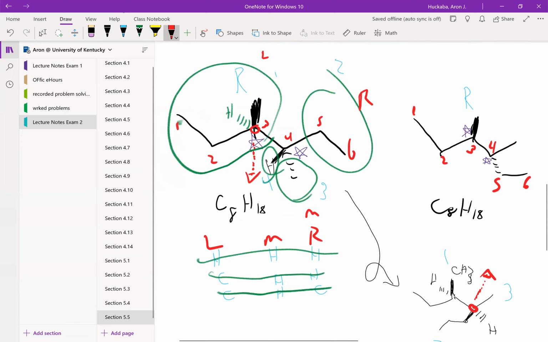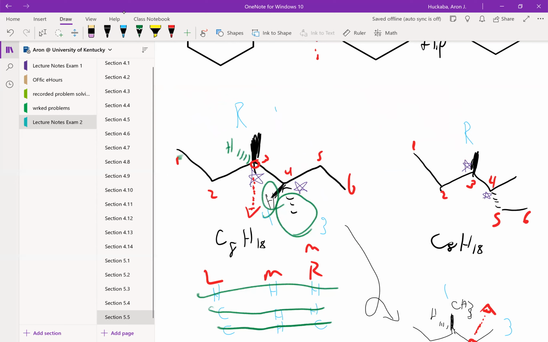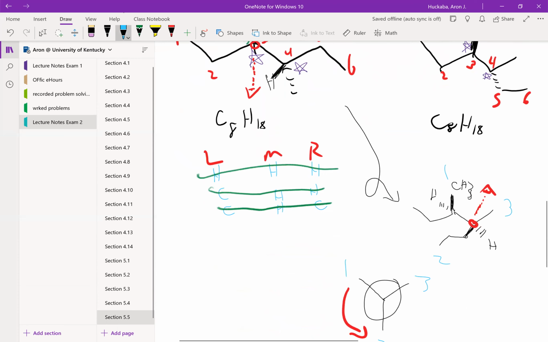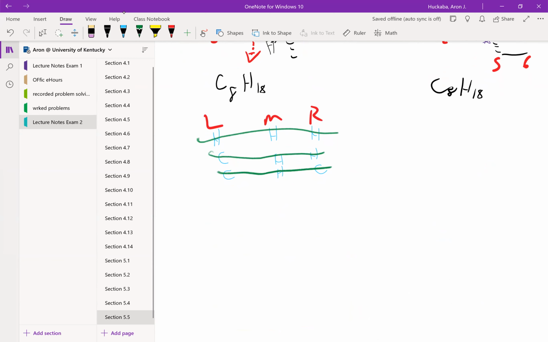All right, so we have 2 R's in this molecule. I need to erase this stuff here. That way it makes it easier to see. There we go. So then there's RR. All right, and then last, we're going to have a look at the second carbon on the right to see if it's the same or not.